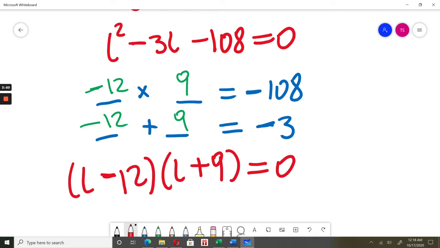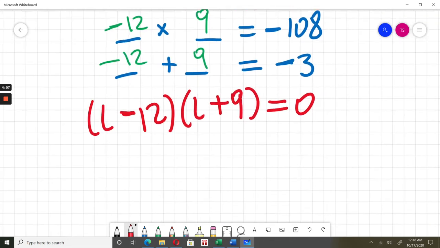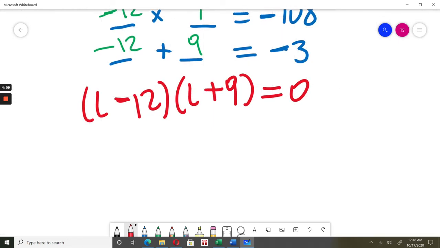I managed to factorize that quadratic. I quickly check if I didn't make any mistake, multiplying out the brackets: L times L, L squared, plus 9L minus 12L, that's minus 3L, and minus 12 times 9 is minus 108. All correct. So now, when I multiply two brackets and I get 0.